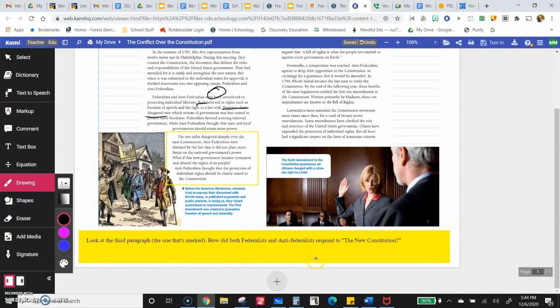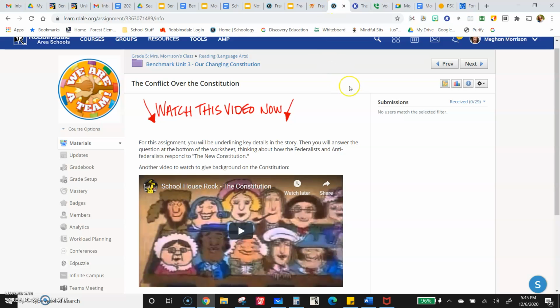And then the question you're answering is just to show your understanding. How did they respond to it? And take a look at this paragraph in particular to see how they responded to it. Okay? Give it your best try. I know it's hard. Even if you just put your best guess in there. Don't put I don't know, because you can try something, but just put your best thought.